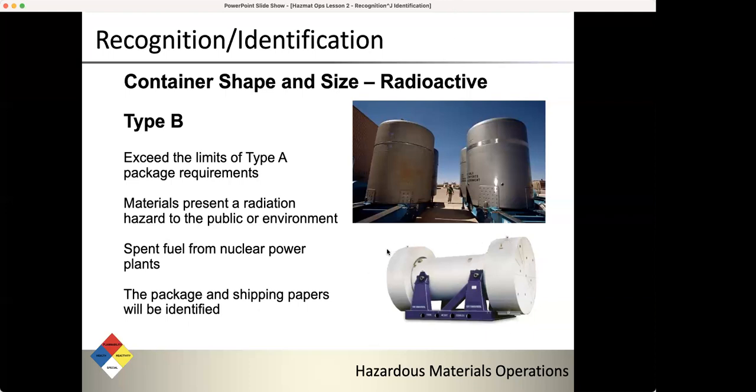So this bottom example would be on a trailer. These are big stuff. A trailer, either a rail car, a flatbed rail car, or a flatbed trailer. These are on flatbed trailers here. So this is the big stuff here.